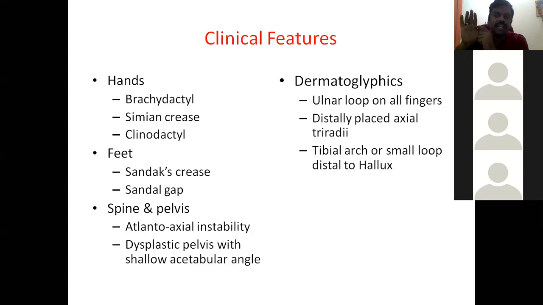This is what is called a triradius, and you can also see a triradius at the base of your palm. At the base of the index finger, the base of the little finger, and the base of the hand, if you join these three you will have a triangle. This is called the axial triradius, and when this axial triradius is displaced downward, the triangle becomes obtuse rather than acute. In the lower limb you can see the tibial arch or a small loop on the distal phalanx.